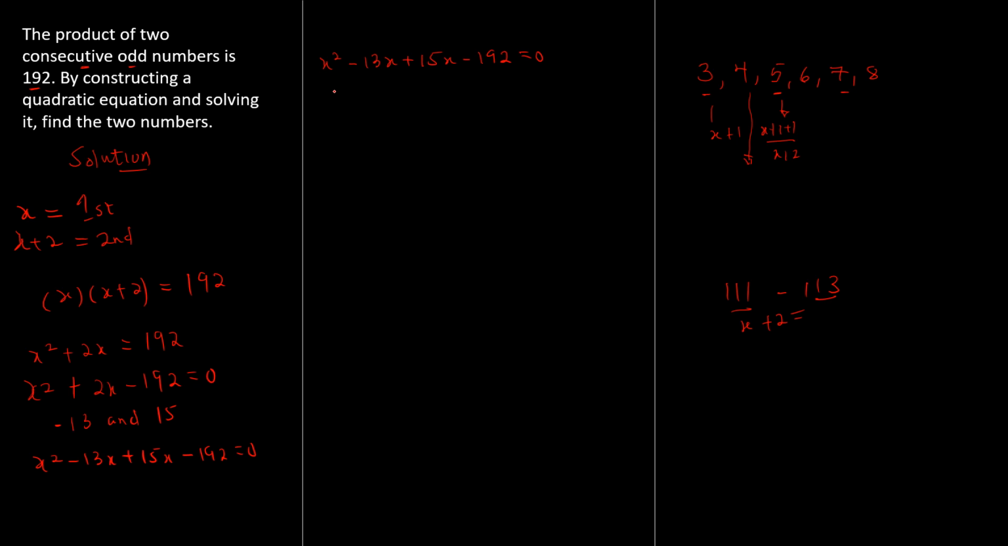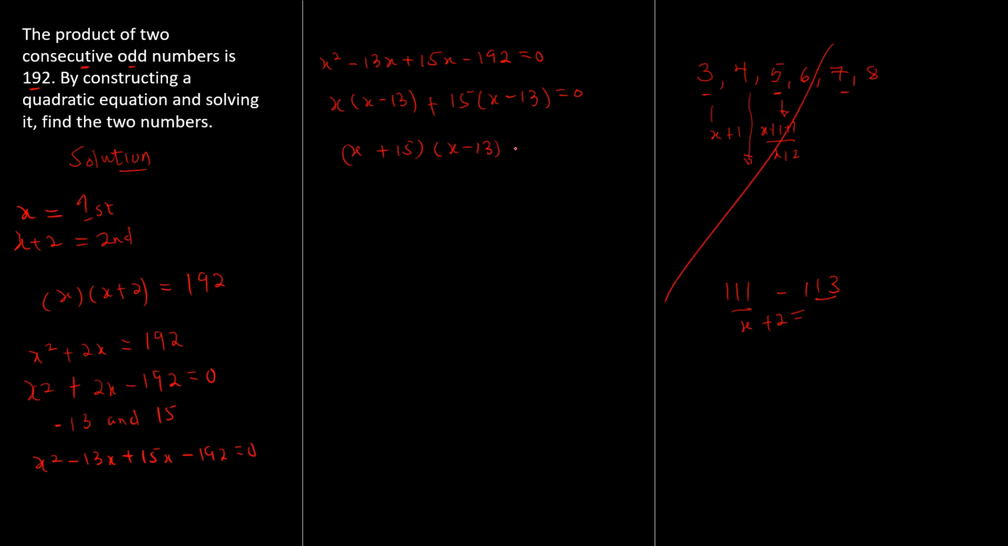So from here, I'm supposed to factor x out: x times (x minus 13). Then over here, we can factor 15 out, so 15 times (x minus 13). This has been factored. So we have x plus 15, multiplying x minus 13, is equal to 0.